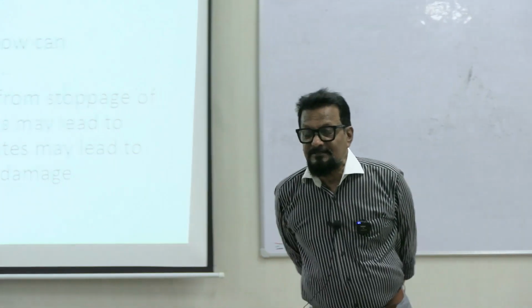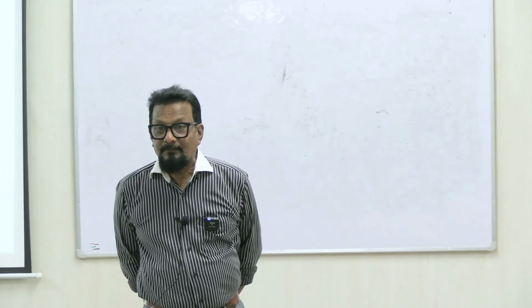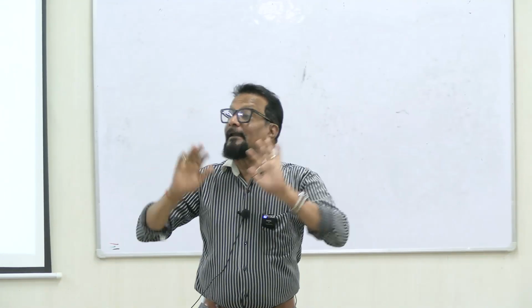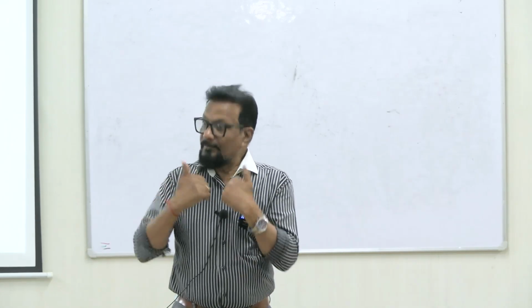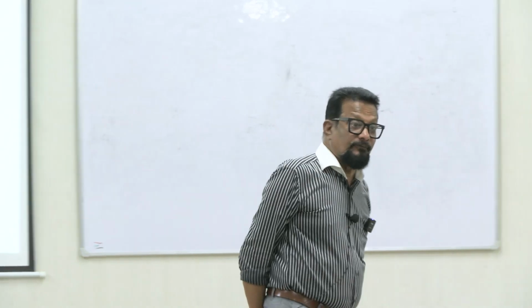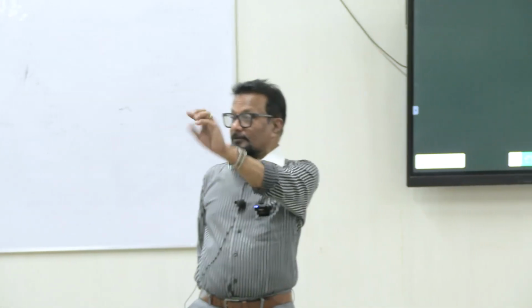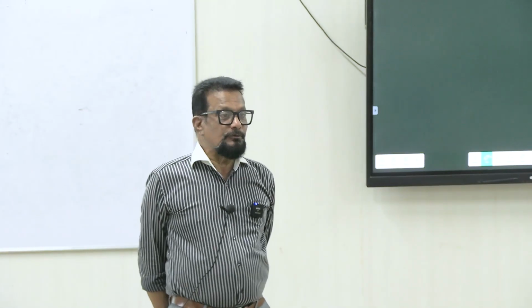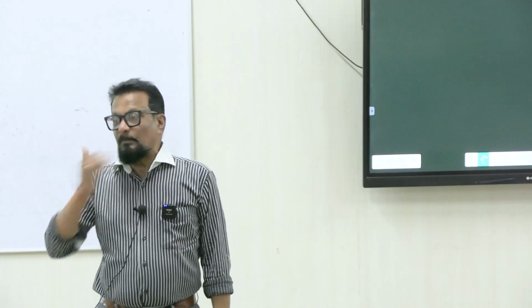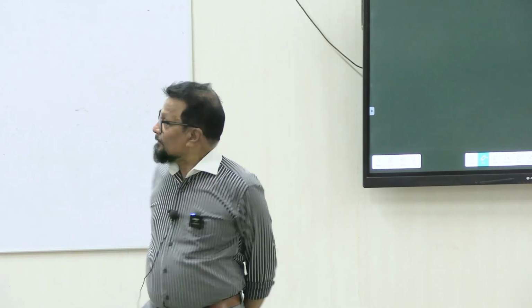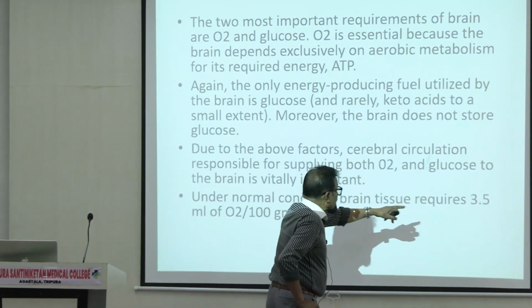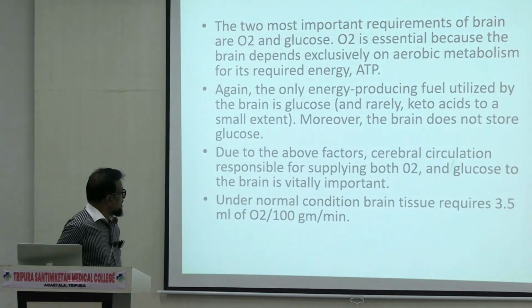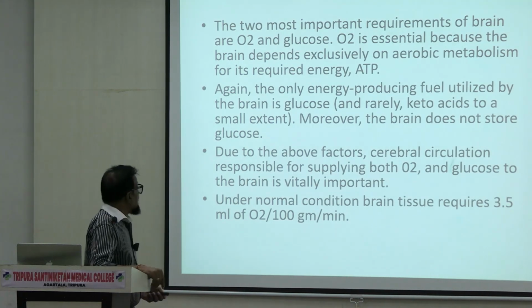And if you suspend oxygen supply to the brain tissues for 5 minutes, what will happen? The brain cells will die, and this damage is irreparable. It cannot be reverted. So even 5 minutes of short supply of oxygen or blood to the brain tissues is not acceptable to the brain. Adequate blood supply has to be maintained, and this is done by cerebral circulation. The brain tissues consume 3.5 ml of oxygen per 100 gram per minute.